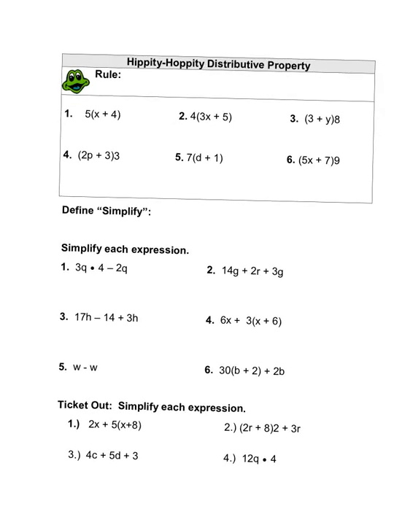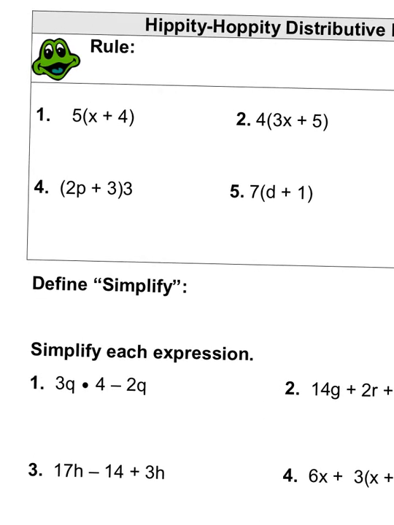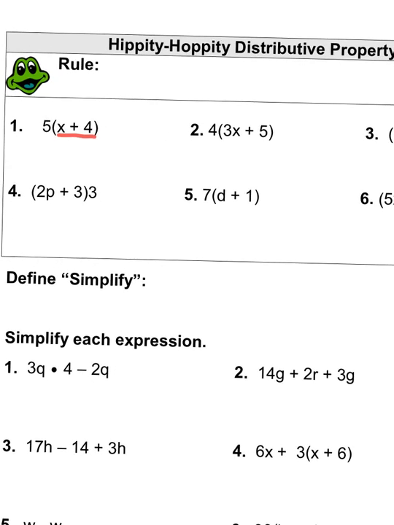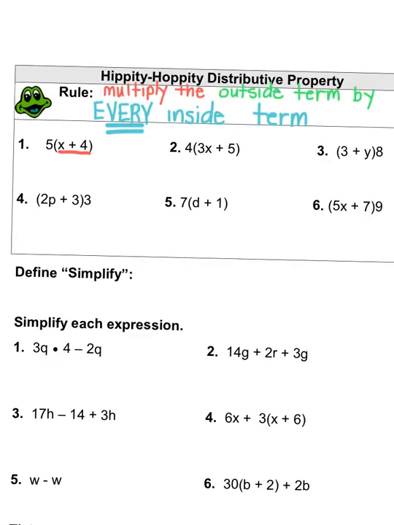You may have wondered, why do we learn about the distributive property? Well, it's because if we have terms like x plus 4, we cannot combine them because they're not like terms. Therefore, we must use the distributive property. So that means we will multiply the outside term, such as the 5 here, by every inside term.